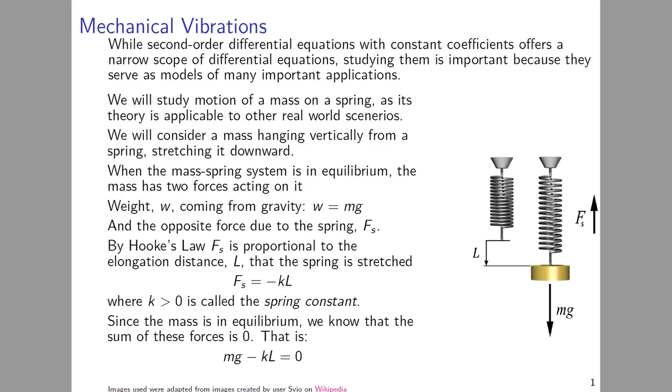Now, since the mass is in equilibrium, we know that the sum of these forces is zero. That is, the force of weight, mass times gravity, plus the force from the spring, negative k times L, is equal to zero. Or rewriting it, mass times gravity is equal to k times L. This gives us a way to find that proportionality constant k, because the elongation length L can be measured along with the mass or weight. So that leaves the only unknown constant as k.